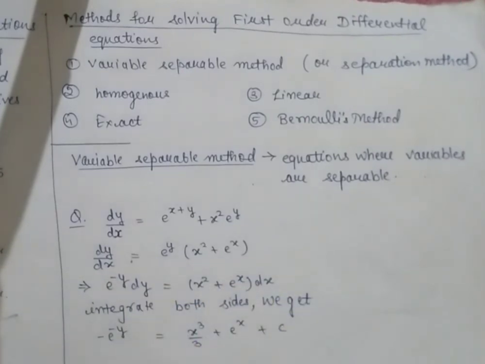Now we integrate both sides. We have separated variables, so now we can integrate. Here we integrate with respect to y, and here we integrate with respect to x. On integrating with respect to y, I get minus e raised to the power minus y equal to, and here integrating with respect to x, this is x cube by 3 plus e raised to the power x plus c, where c is the integration constant.